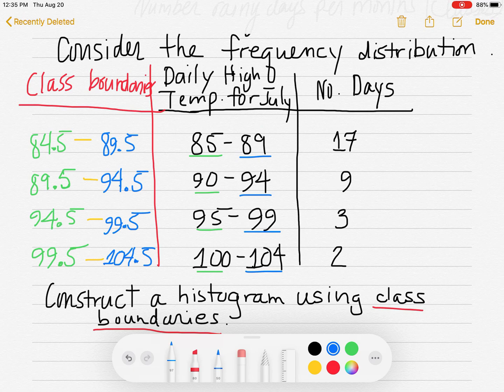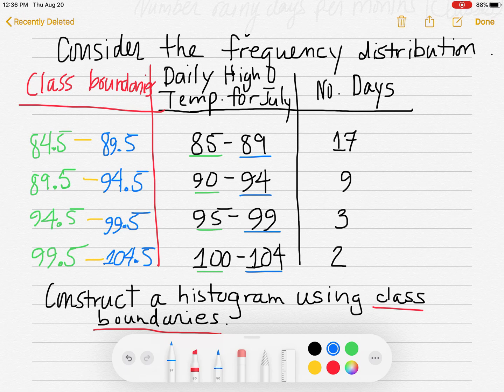Now, what if it landed on 94.5? What if it were exactly 94.5 degrees Fahrenheit? Would it go in the second class or the third class? It would go in the third class. So once you hit 94.5, it goes up to the next class.